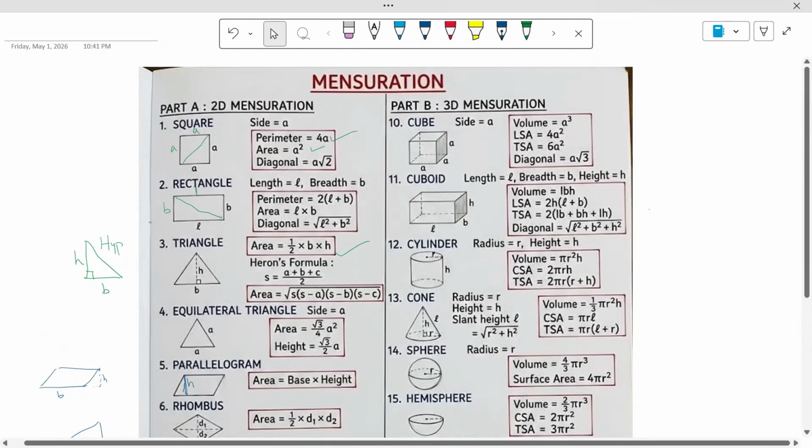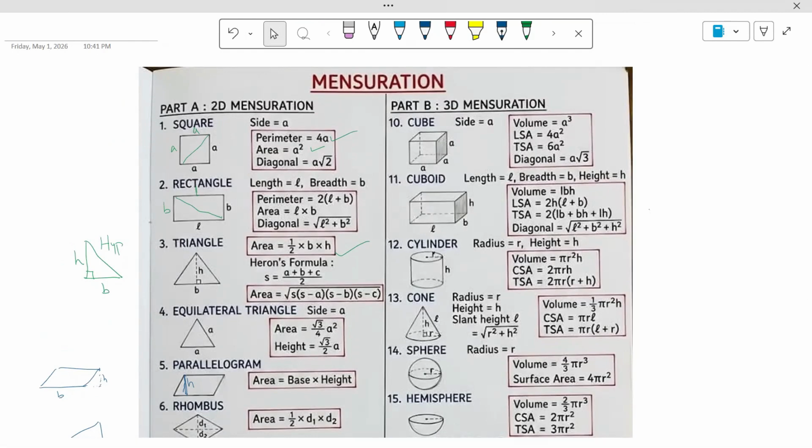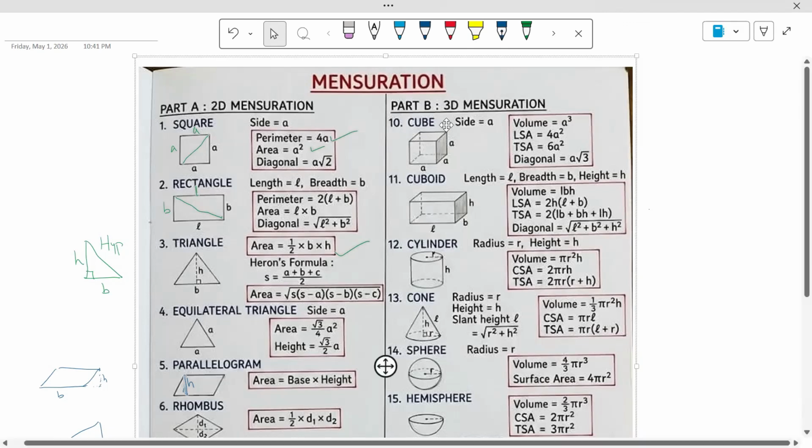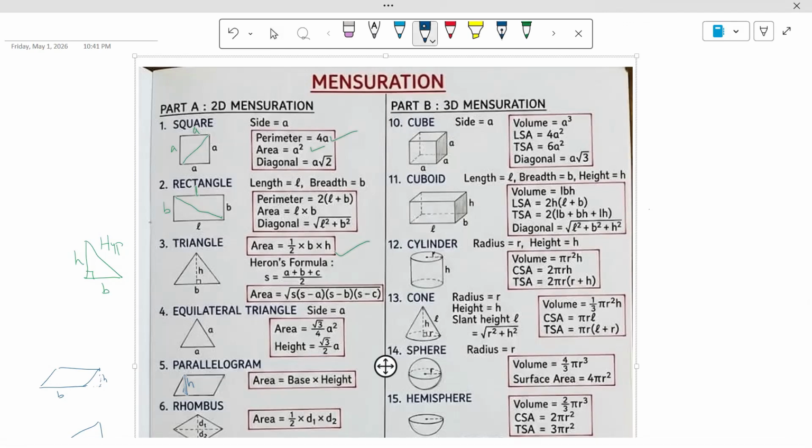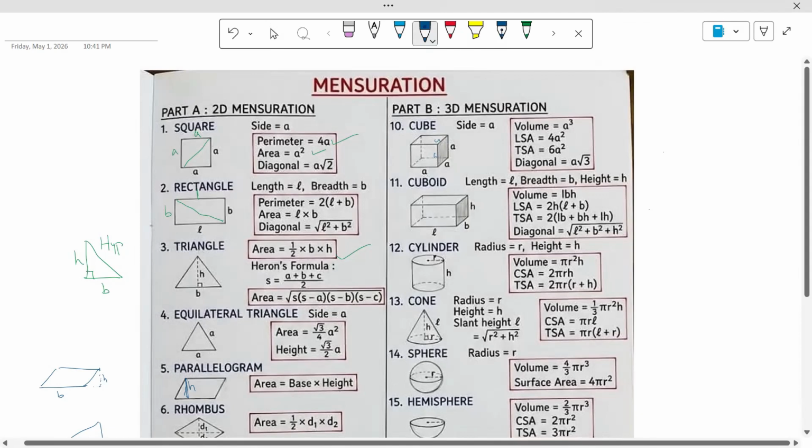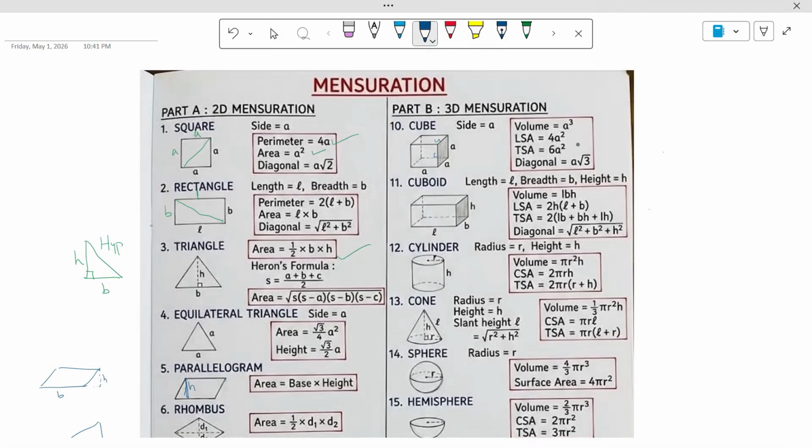A cube, volume is equal to A cube, means if one length is marked as A, then A power 3 gives you the volume. Now here LSA means lateral surface area, means they have taken the surface area of only the shaded one. So in this case, that's how it becomes 4A square. And then total surface area is 6A square. If you mark it as L, it can be written as 6L square.